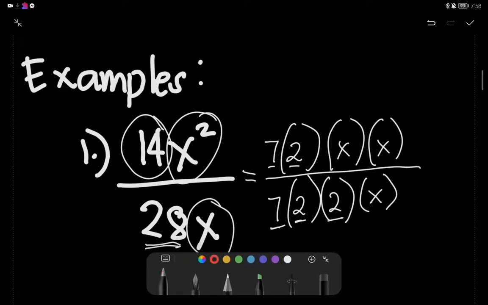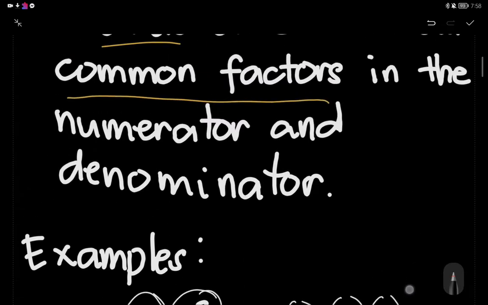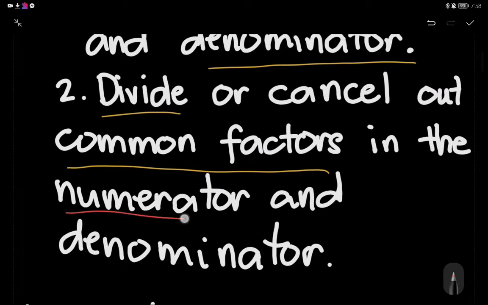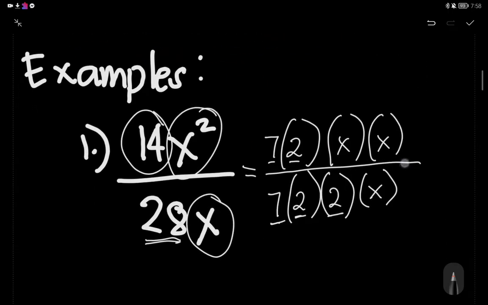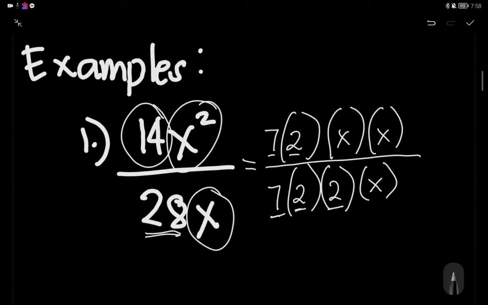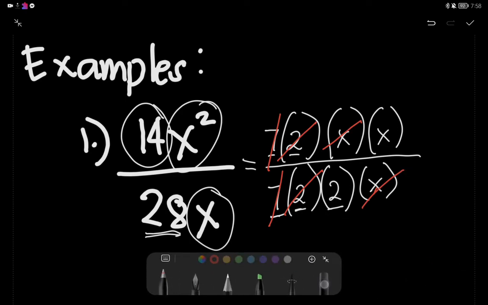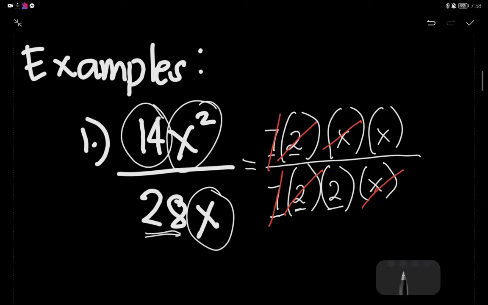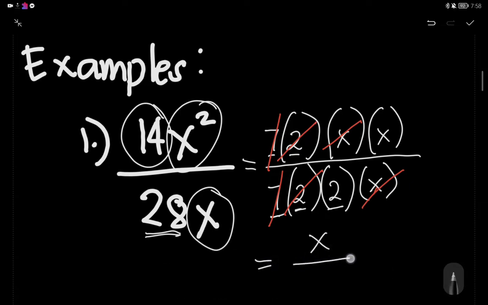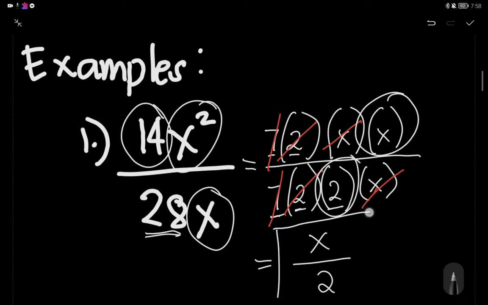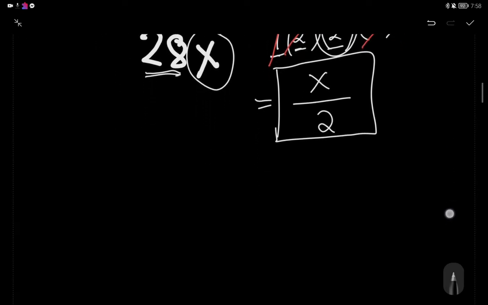Step number 2 is to divide or cancel out the common factors in the numerator and denominator. So, the common factors in the numerator and denominator are 7, 2, x, and x here. So, what remains are only x over 2. That is all that is left in the denominator. So, our answer here is x over 2. Now, let's have another example.